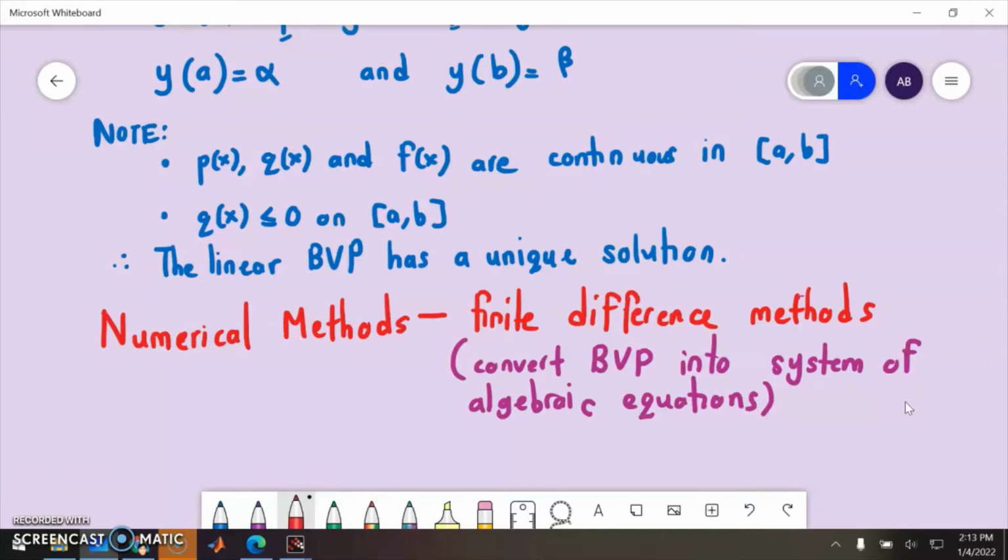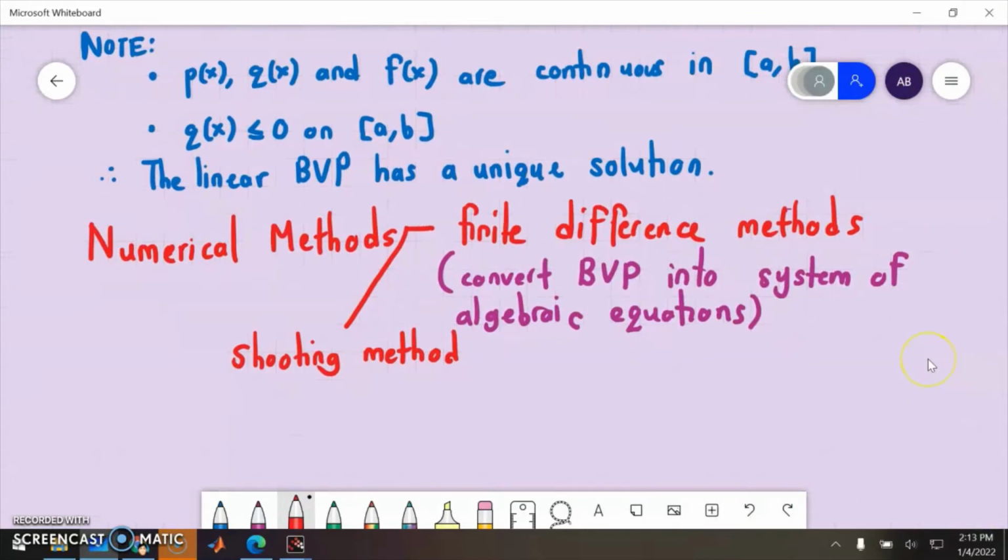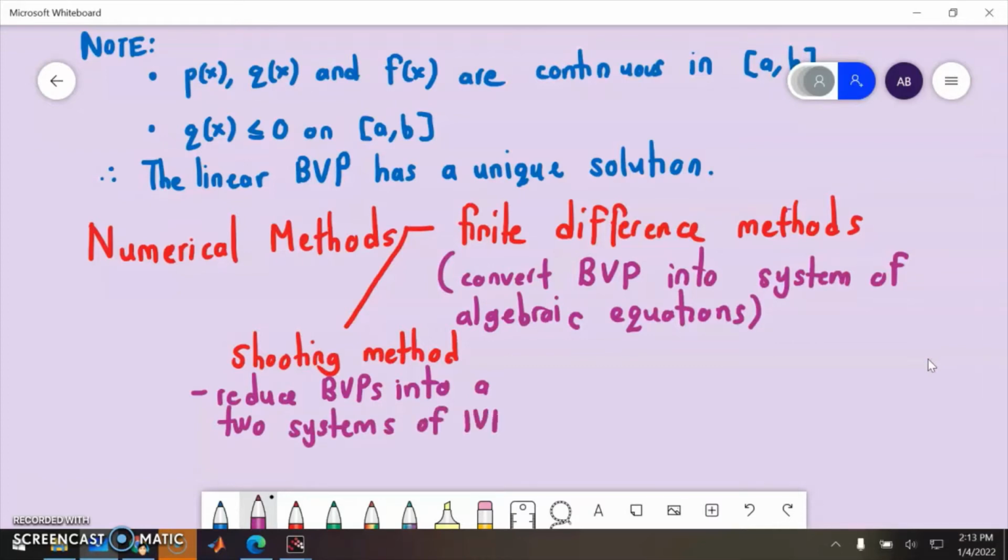Now, there is also another numerical method that you can use. It's called the shooting method. The shooting method works differently than the finite difference method. What the shooting method does is reduce the two-point boundary value problem into a system of two first-order ODEs of initial value problems.